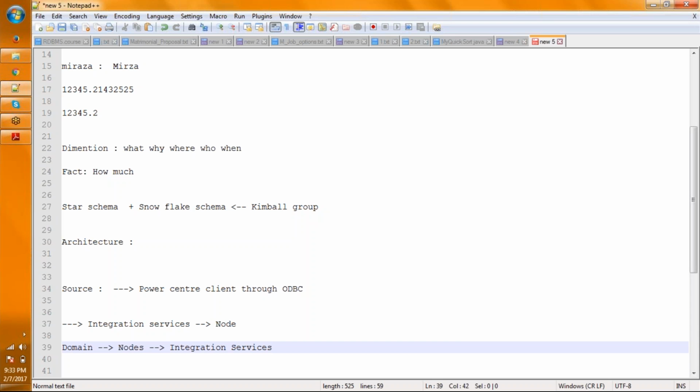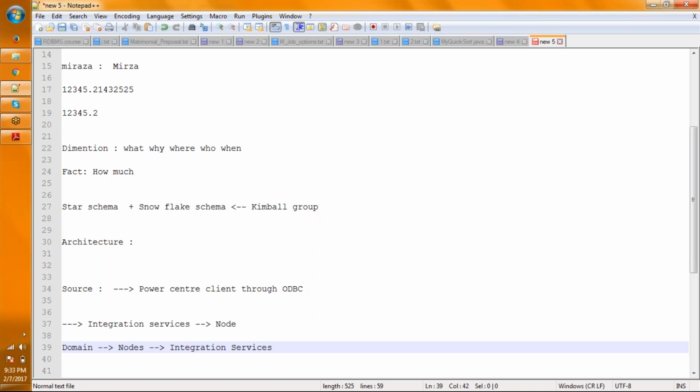The integration service extracts data from source, transforms the data as per instructions coded in our workflow, and loads the data into targets. It maintains all this connectivity. Like I have a source in Oracle, that's not a part of integration service. Integration service is a channel of communication between our node and our data sources and targets.